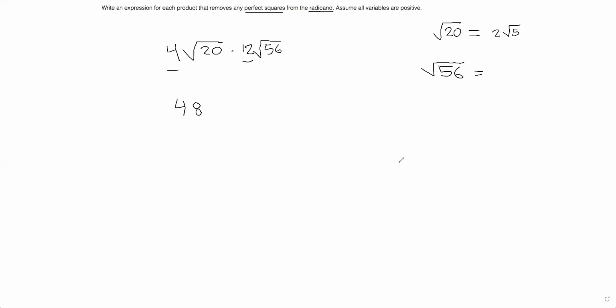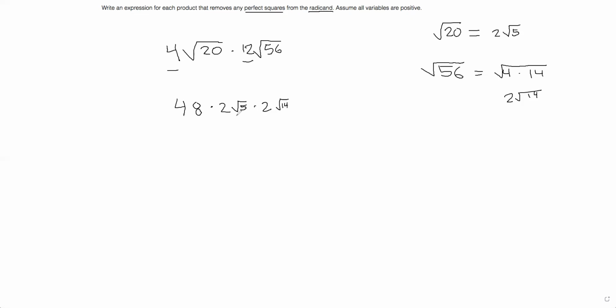We want to see if we can think of any perfect square factors of 56. So I think we might want to do something with 4. Because 8 times 7 is 56, which means 4 times 14 is also 56. Square root of 4 is 2. Square root of 14, can't do much with that at all. So what we have now is square root of 20, which is the same as 2 root 5, times square root of 56, which is the same as 2 root 14.